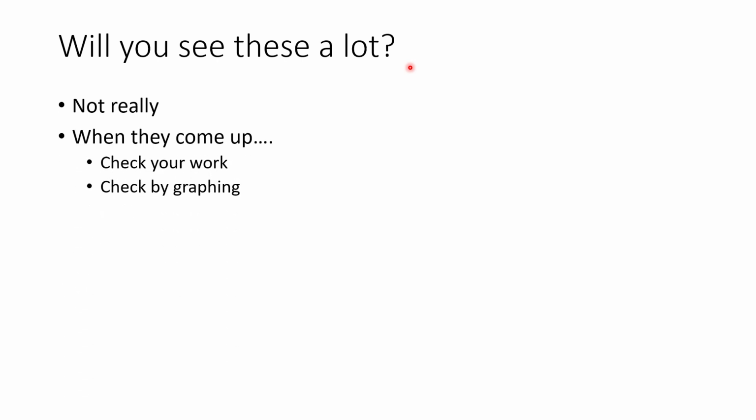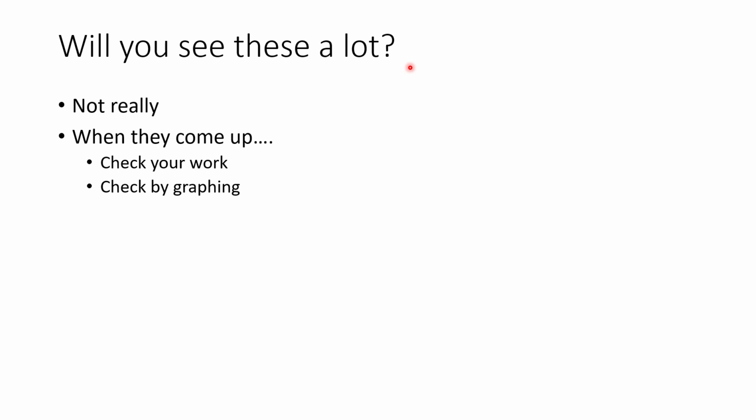Now, will you see these a lot in your journey through algebra doing systems? Are you going to see a ton of these? Not really, no. Most of the systems that you are going to solve, you are going to get an answer out for the x and the y. You're not going to see these a whole lot. When they come up, the first thing you might want to do is just double check your work or check them by graphing, because they're not very common. They get kind of mixed in here or there.